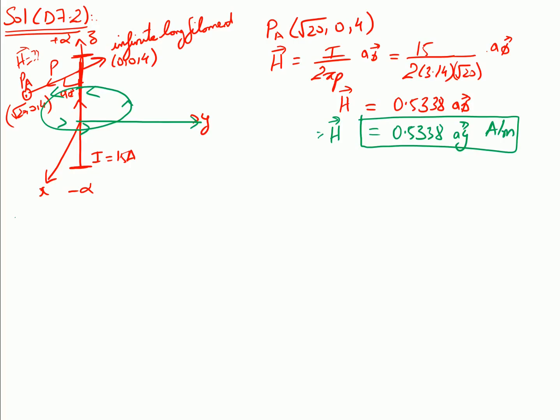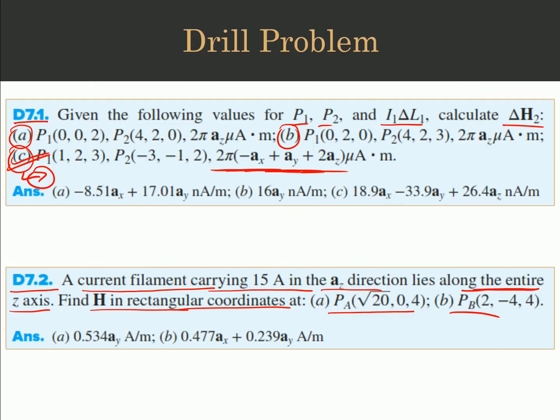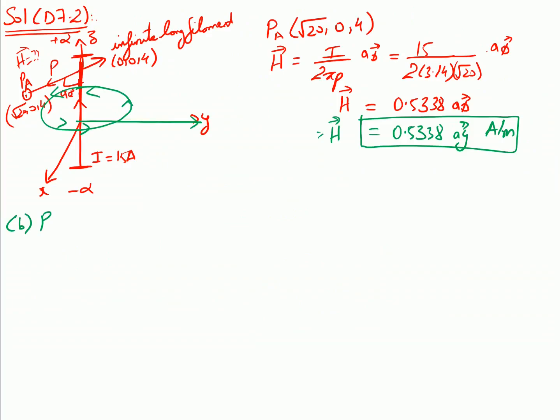Now let us look at the second part, where the point is given as (2, -4, 4), and we need to find the magnetic field intensity. So this is (2, -4, 4), and we need to find this at point B. Again the equation remains the same. So the question is how to find the rho.